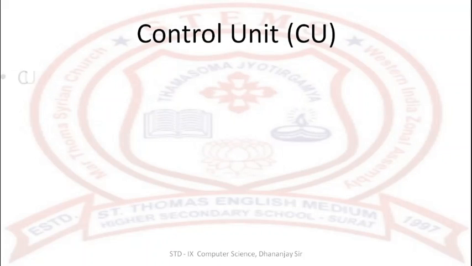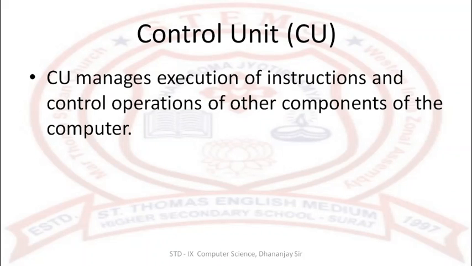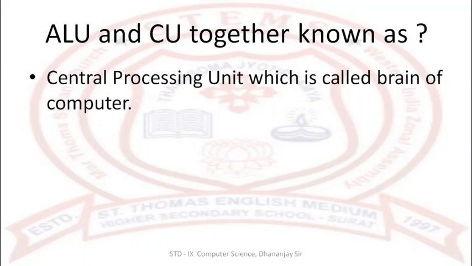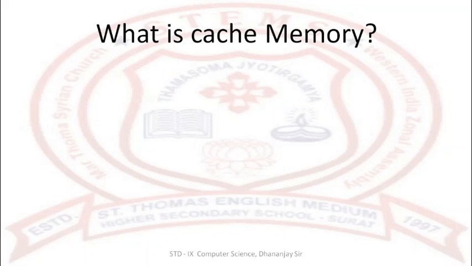Control unit. This unit manages the execution of instructions and controls the operations of other components of the computer. It means whatever work is performed by the computer, whatever devices are attached to the computer, will be controlled and managed by this CU. ALU and CU together are known as the CPU, and the CPU is known as the brain of the computer. CPU stands for Central Processing Unit.